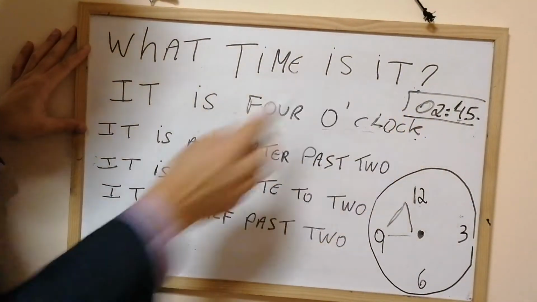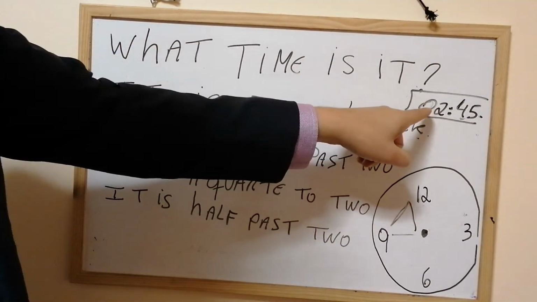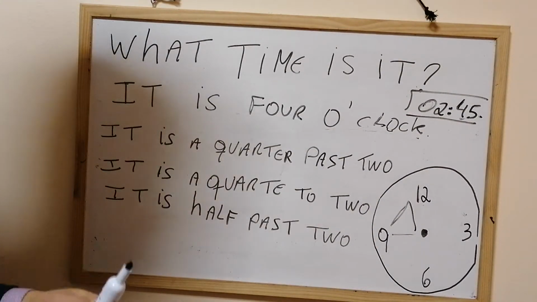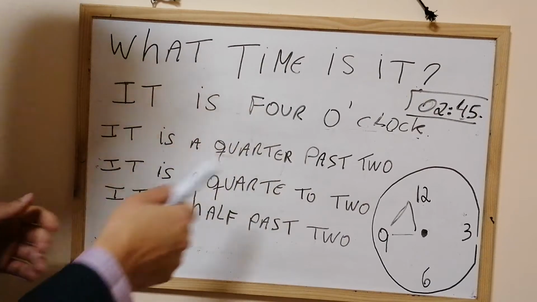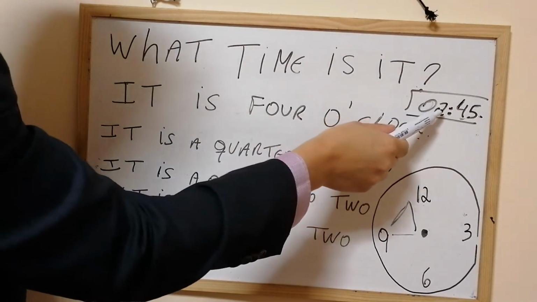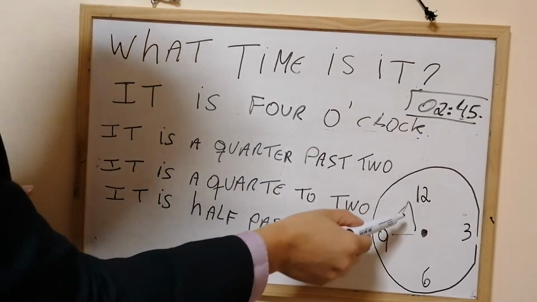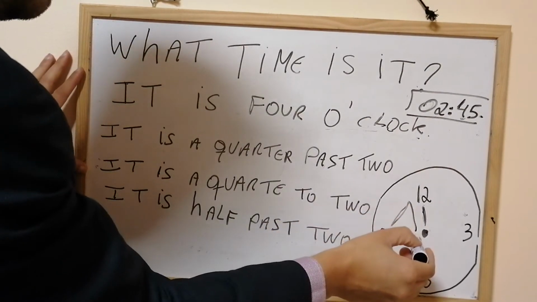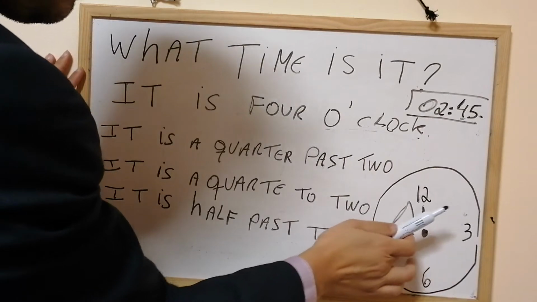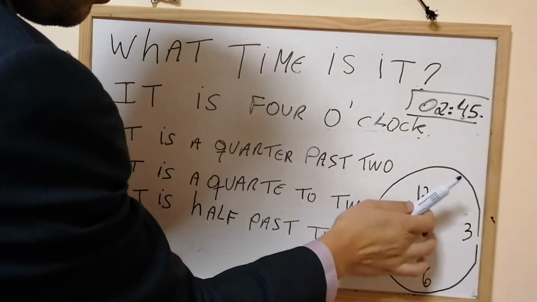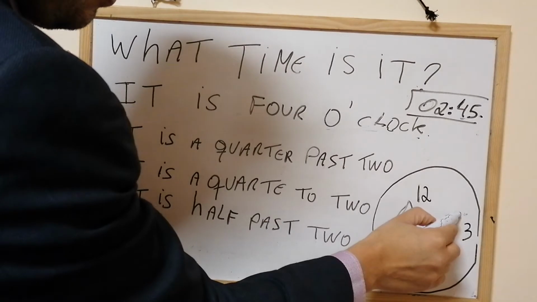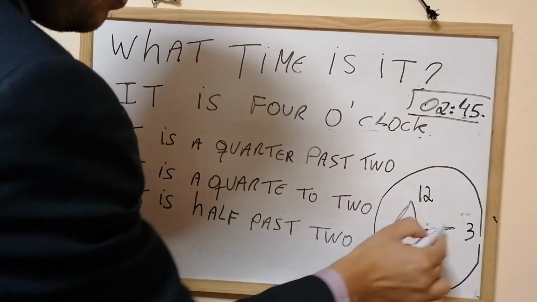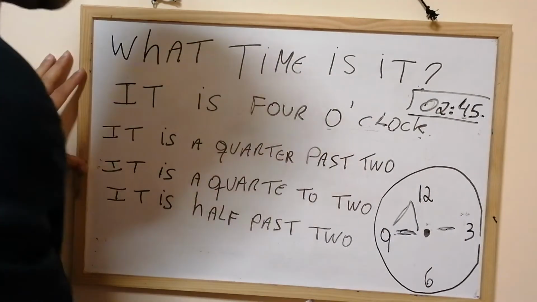Okay, can you see that? So it is 2:45. It is 2 hours and 45 minutes. Okay, it is 2 hours and 45 minutes. The last quarter, okay? When the hour is nearly there, okay? So the clock is nearly there. Okay, it's nearly getting to number 3. And we have 45 minutes, okay?